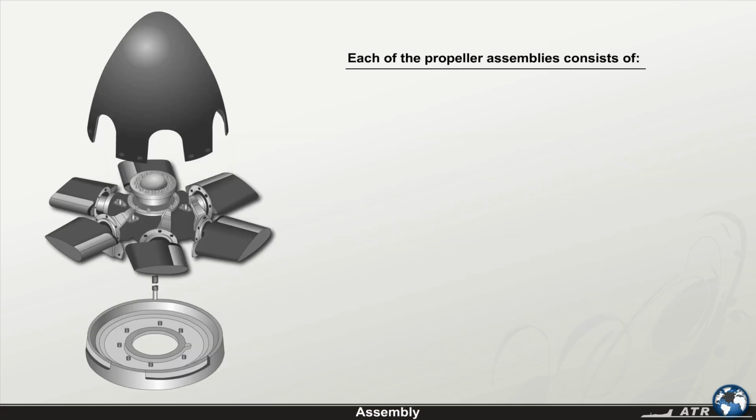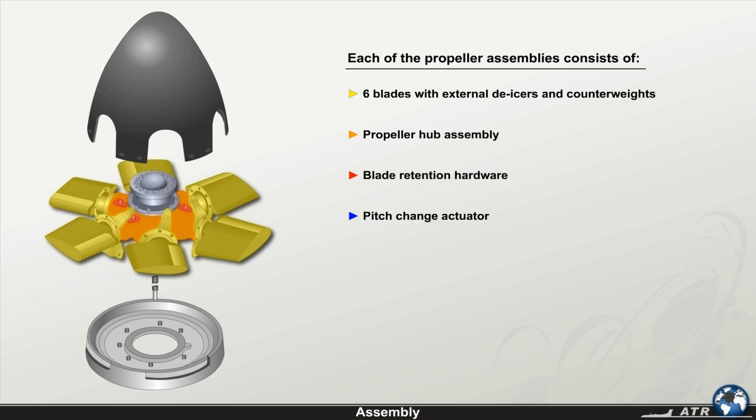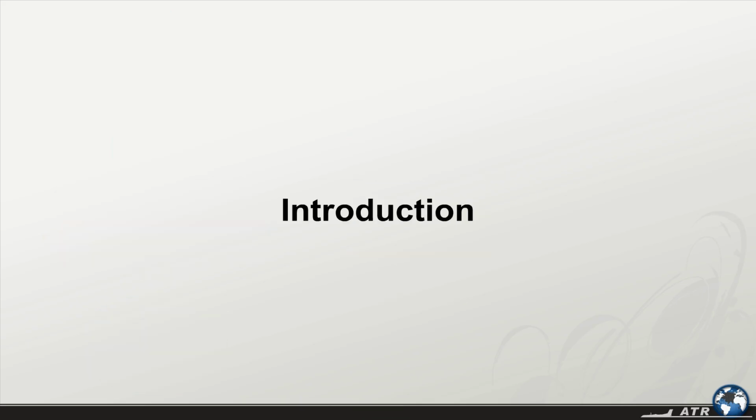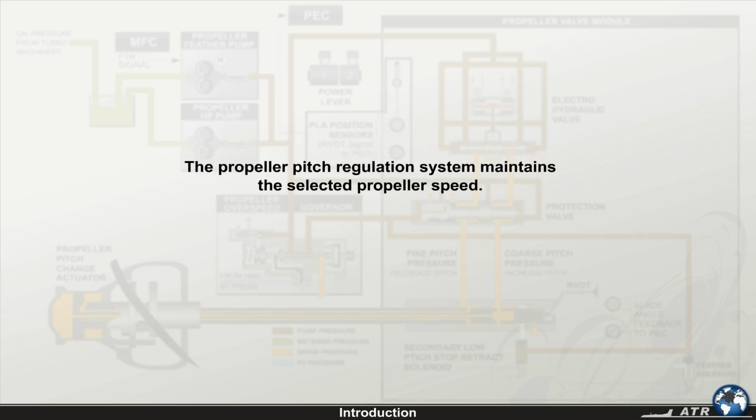Each of the propeller assemblies consists of 6 blades with external deicers and counterweights, the propeller hub assembly, blade retention hardware, a pitch change actuator, a spinner and bulkhead, and an oil transfer tube. The propeller pitch regulation system maintains the selected propeller speed. This is done by electrical and hydromechanical means.